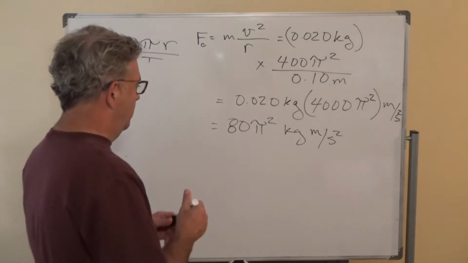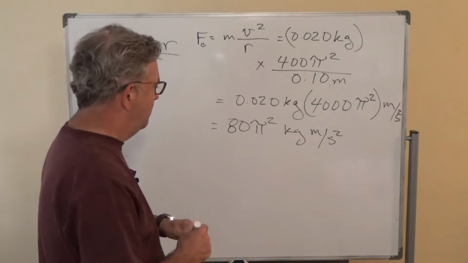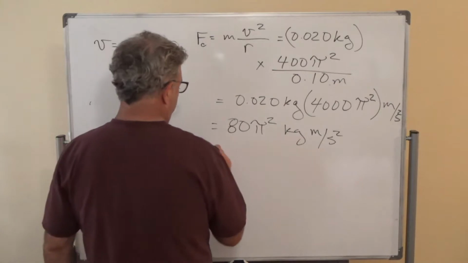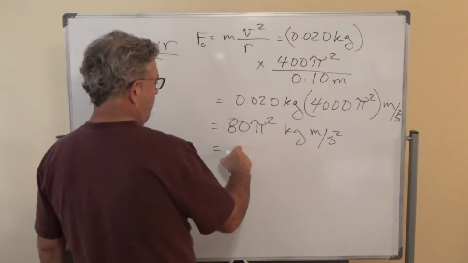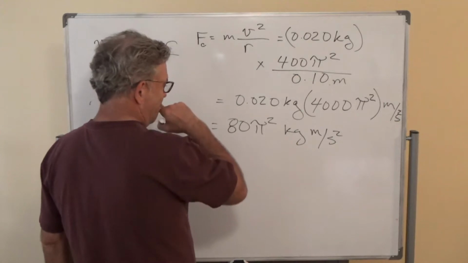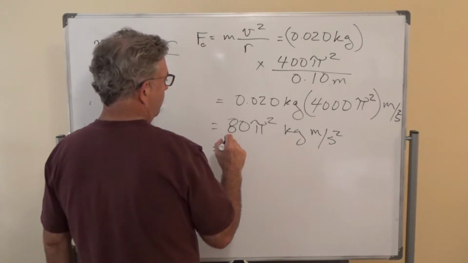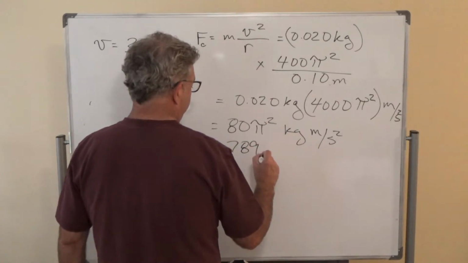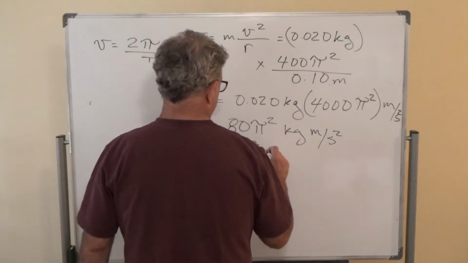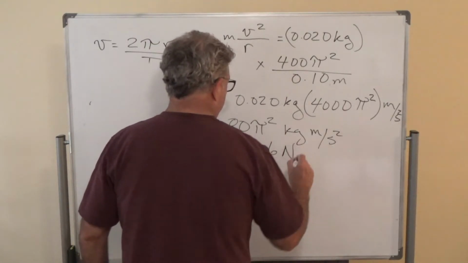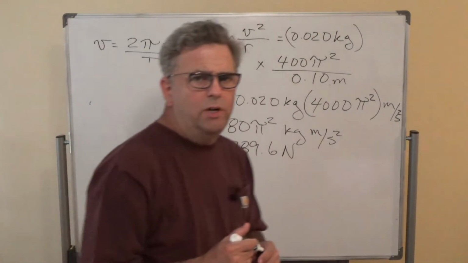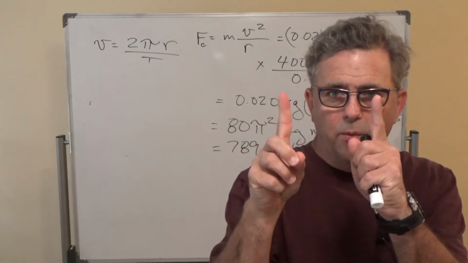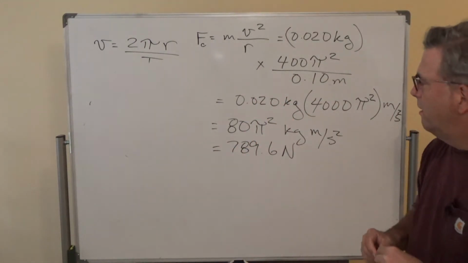Okay, so that's newtons. So 80 times 9, that's about 720 newtons. What do you get numerically here? 730 or? I got 789.57. Okay. So almost 800 newtons to keep this little 20-gram mass moving in a circle that's only a radius of 10 centimeters.